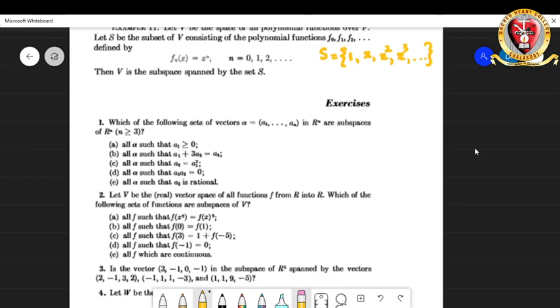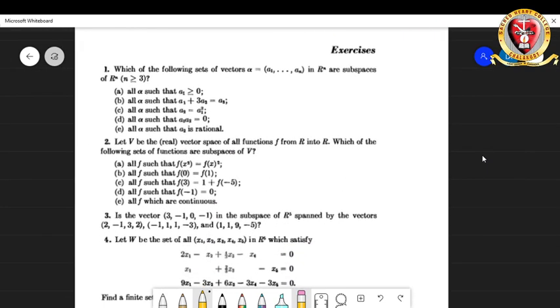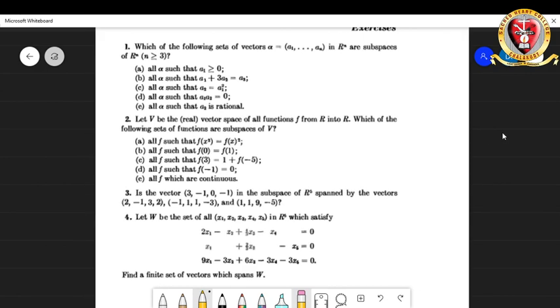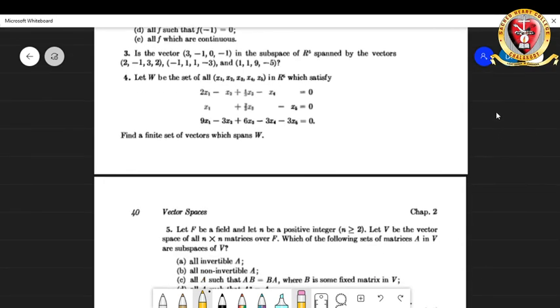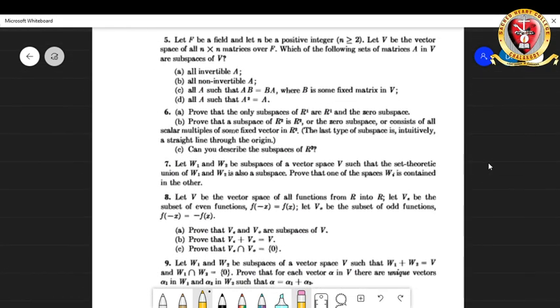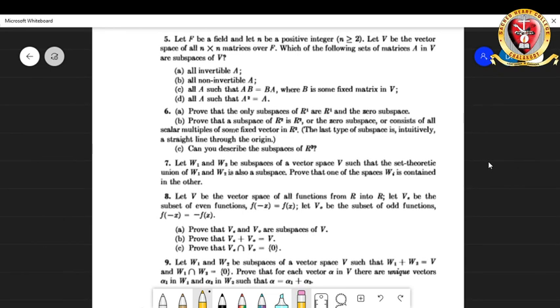Now you have the exercise section. The first four of the exercises should be solved in the next class, and the next five questions, 5 to 9, should be solved in the next section. So that's all for today.